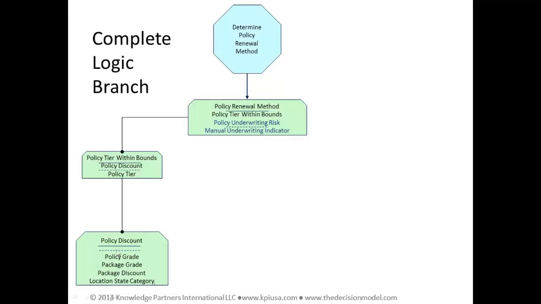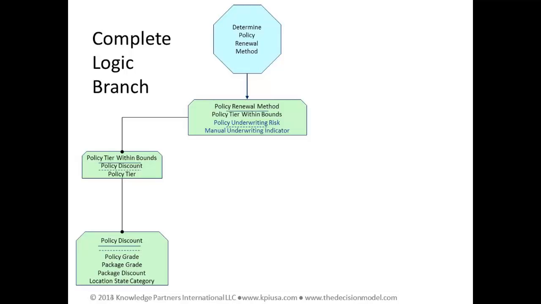So this is what happens. We expand the left branch until, for policy discount, all of the condition inputs are below the dotted line. That means we have no more logic. They are all raw data. When you reach a level where everything in the decision model is raw data, you're finished. That's the way you get a handle on how long it's going to take you to finish this decision model.